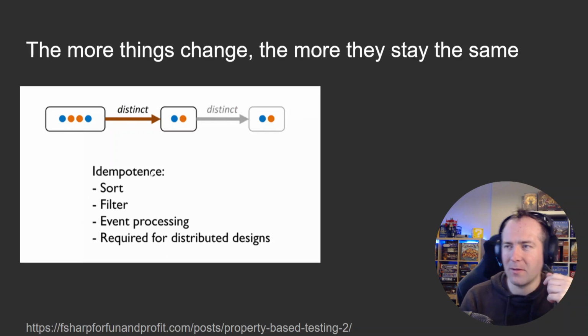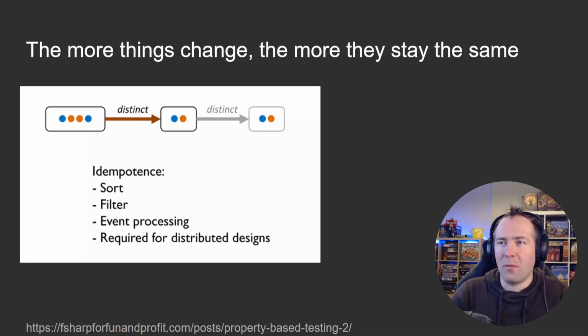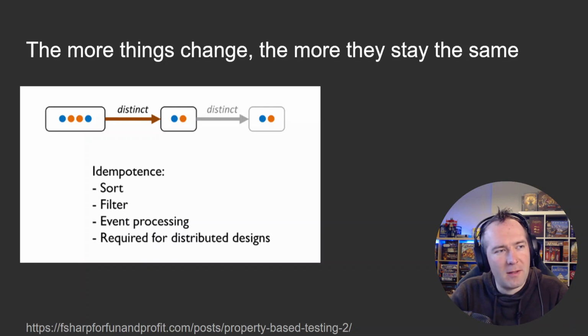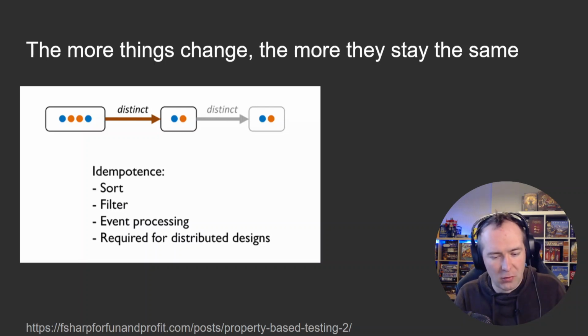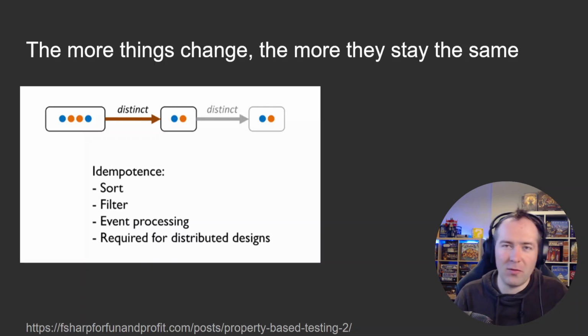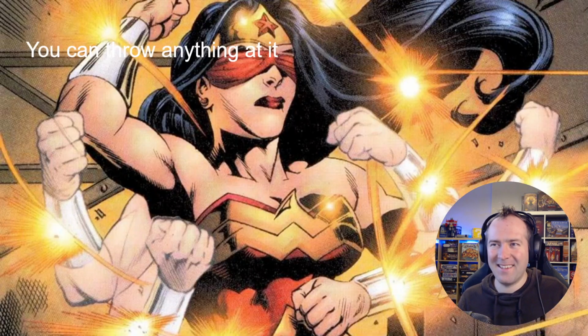I don't know. This is category number 4, I think. The more things change, the more they stay the same is another rule of thumb, and that covers properties that cover idempotence. For example, if you have a sorted list and you sort it again, you should end up with the same list. And same with filtering, with message deduplication, stuff like that. So yeah, that was number 5. I'm sorry, I should have numbered these.